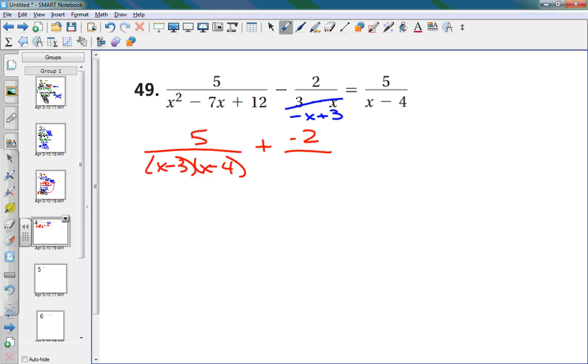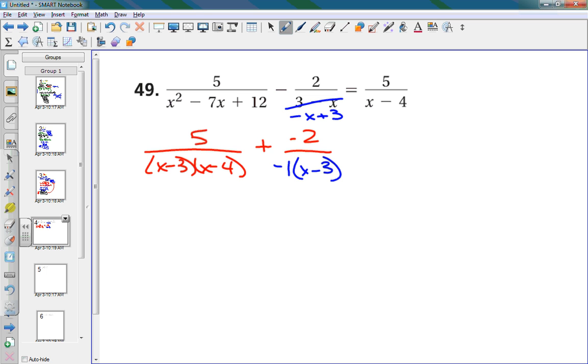How do I make that into a positive x minus 3? Multiplying by negative 1, which means if I multiply by negative 1, that's going to give me positive x minus 3. Do we all see that, yes or no? If I pull out a negative 1, that's going to give me positive x minus 3.